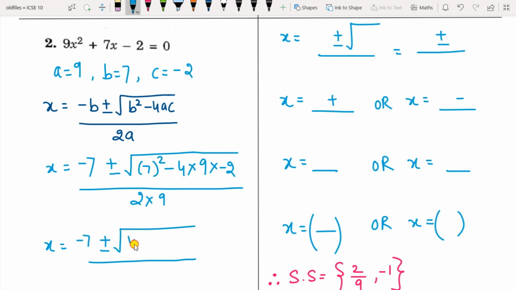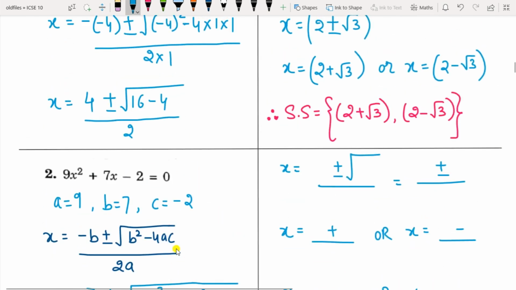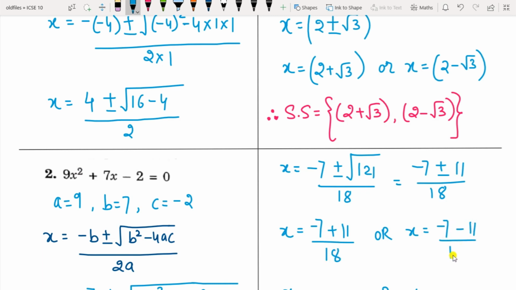7 square is 49, minus this minus minus will become here plus, and 36 2s are 72, and 9 2s are 18. Now 49 plus 72 will become 121, and upon 2 into 9 is 18. Okay, under root of 121 is, we know, that is 11, and upon 18. So this is minus 7 plus, now we already got the square root because this is a perfect square. So this is plus 11 upon 18 and minus 7 minus 11 upon 18.